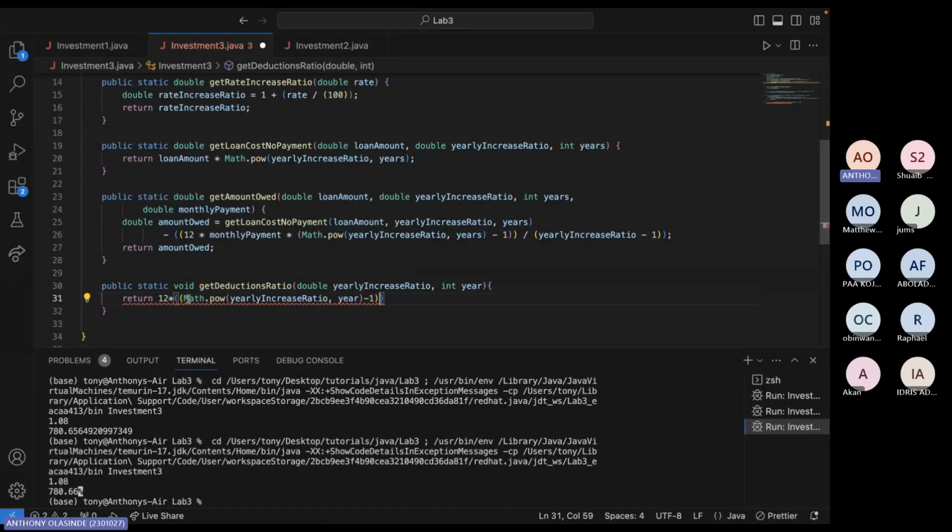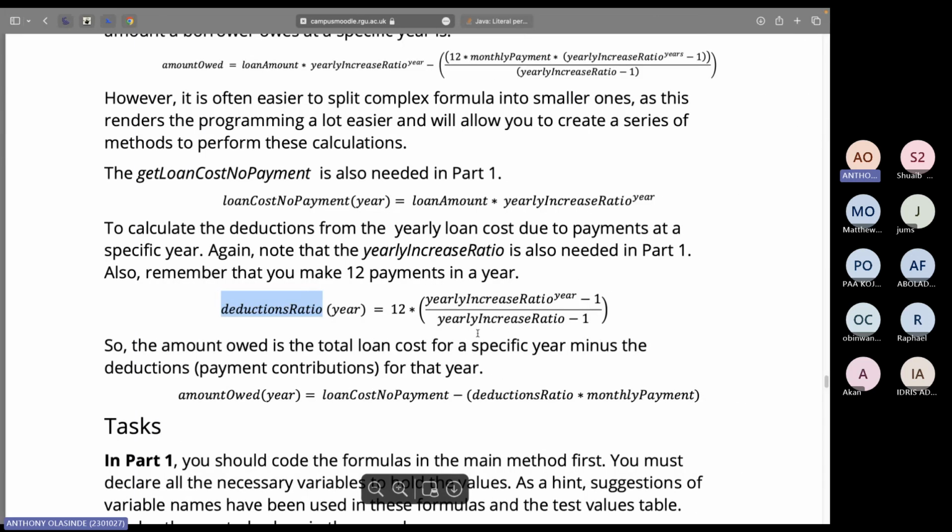Minus 1. Then before this whole thing started, which is the yellow bracket, we want to divide by another bracket, then yearlyIncreaseRatio minus 1, and that should be it. And we can change this to double. Now, if you look at this formula here, this 12 times this, it's the same thing as monthly payment times 12 times this.